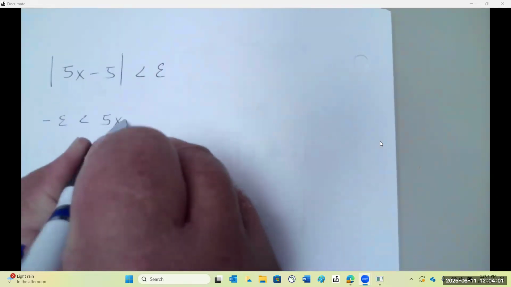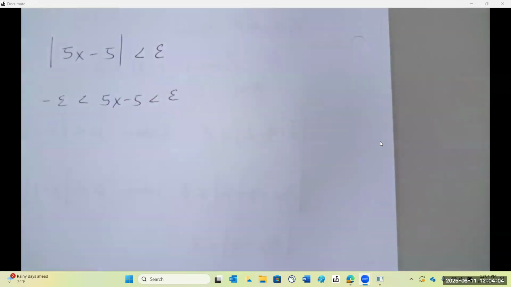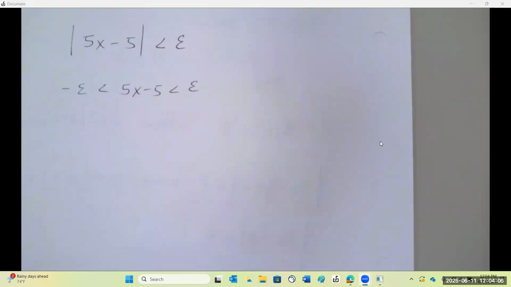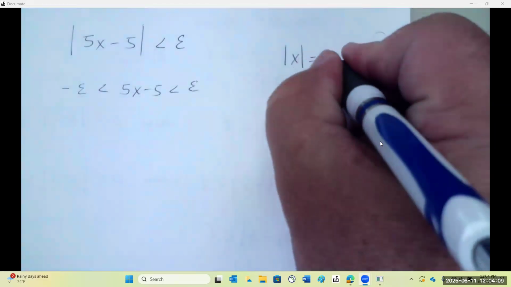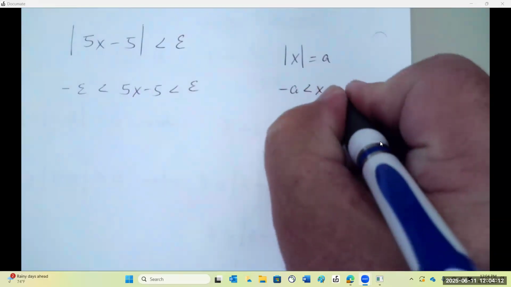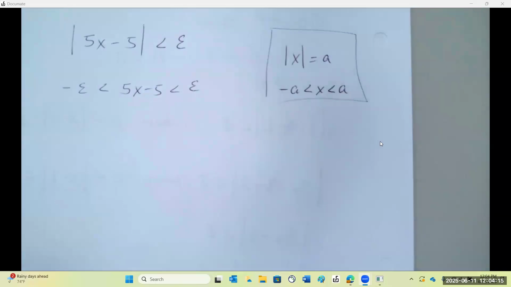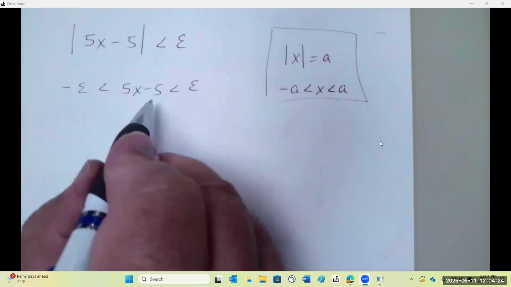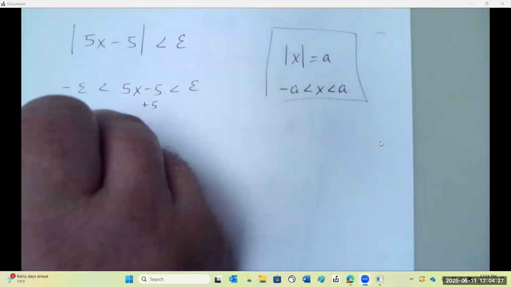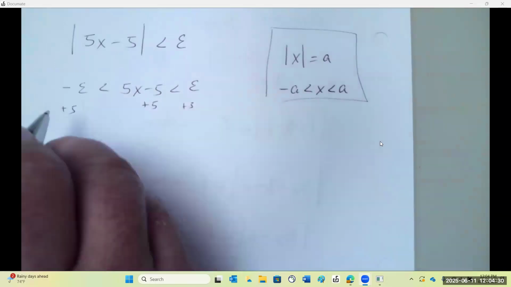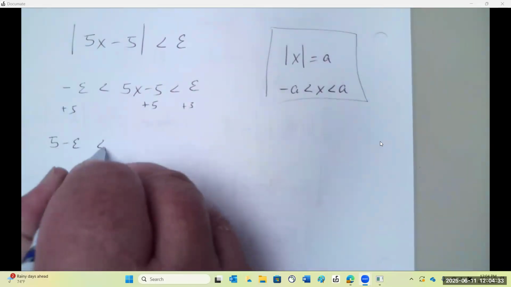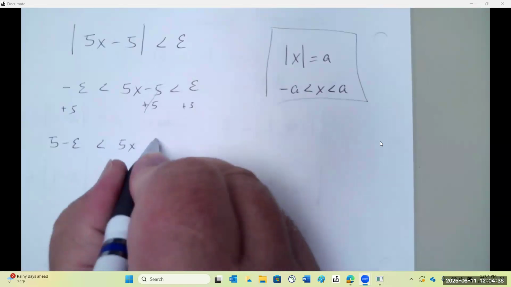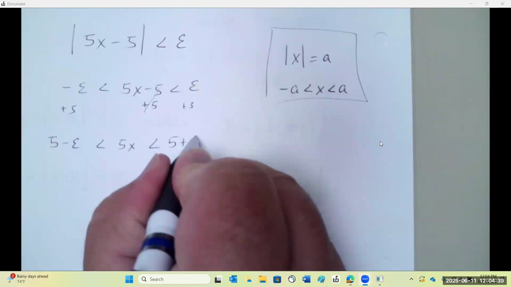So we drop the absolute value sign, we get an epsilon here. 5x minus 5 is less than epsilon. Remember from algebra, we have this conversion of dropping the absolute value sign. Okay, now we're solving for x. So we add 5 to both sides. So we have 5 minus epsilon less than 5x less than 5 plus epsilon.